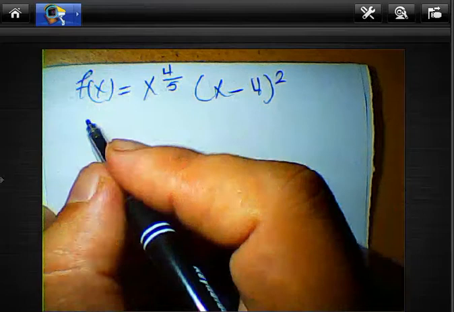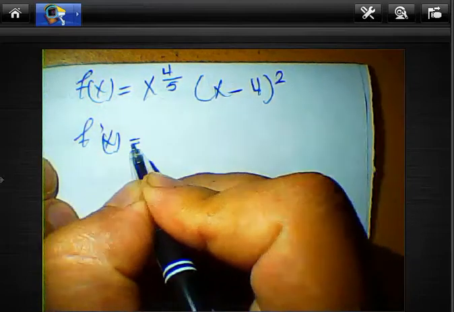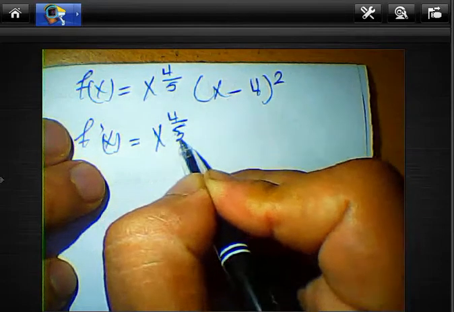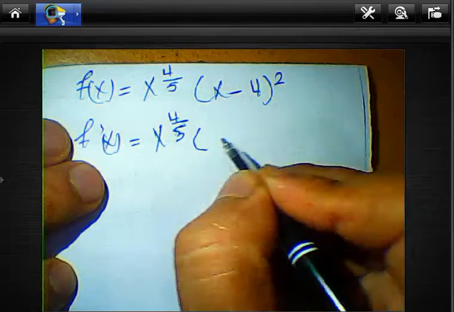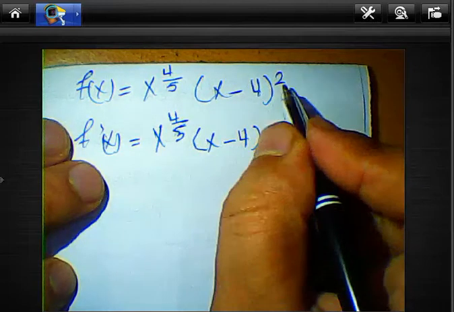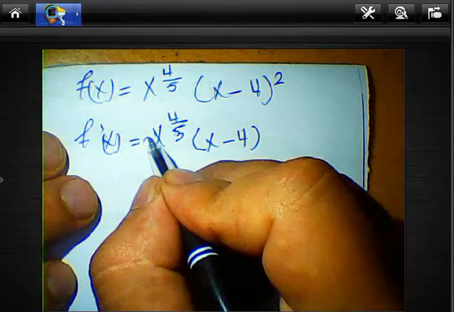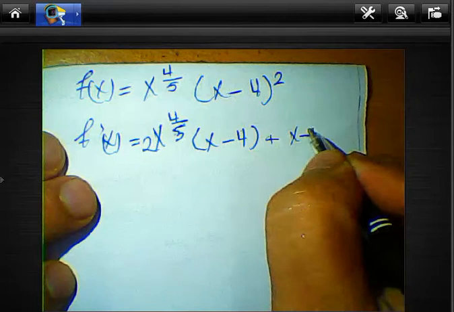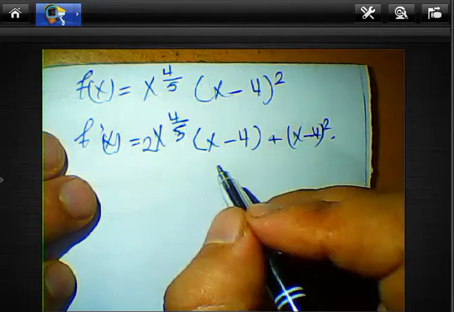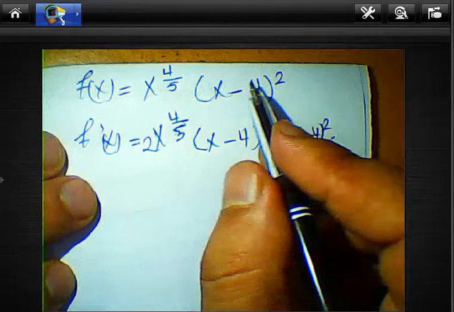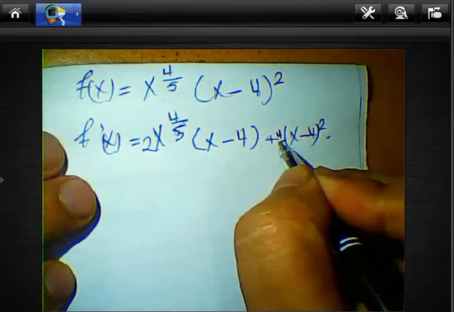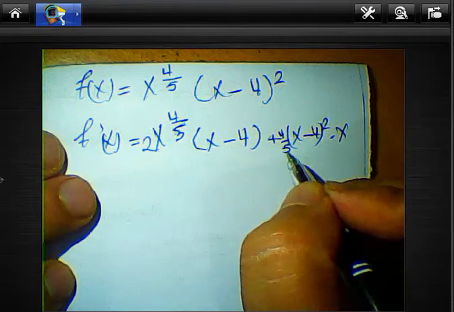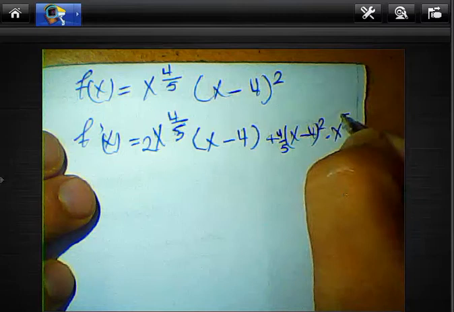Okay, write with me f dash of x equals, we write the first here, x power 4 over 5, multiplied by the derivative of this function, which will be x subtracted by 4, and we drop the power outside here, subtract 1, plus we write x subtracted by 4 power 2 multiplied by the derivative of x power 4 over 5. We drop the power here and subtract 1 from this power. The result will be 4 over 5, drop it here, and subtract 1 from 4 over 5. 4 over 5 subtracted by 1 equals negative 1 over 5.